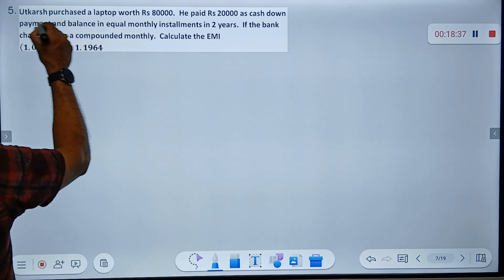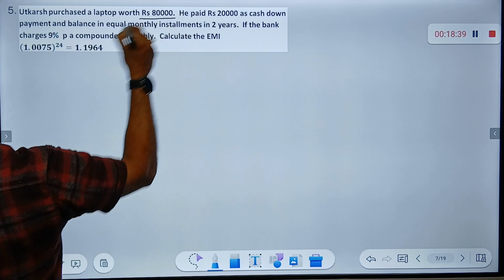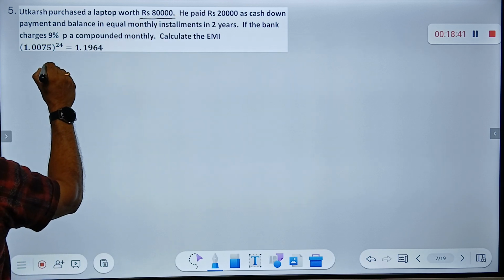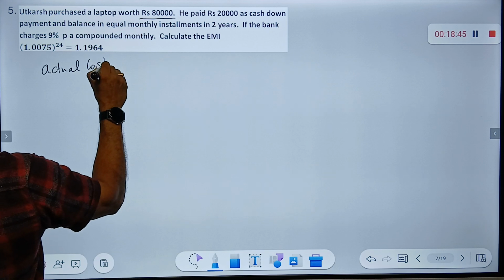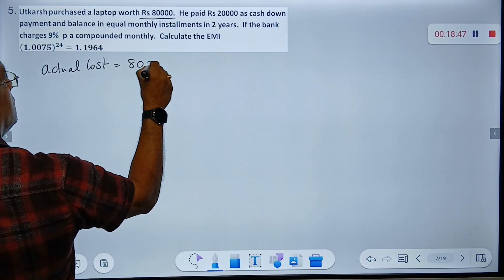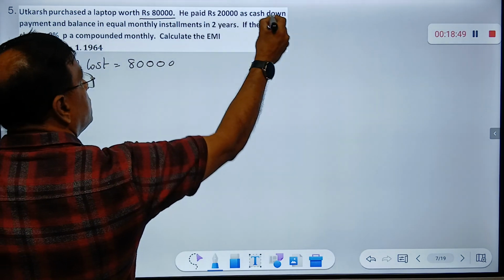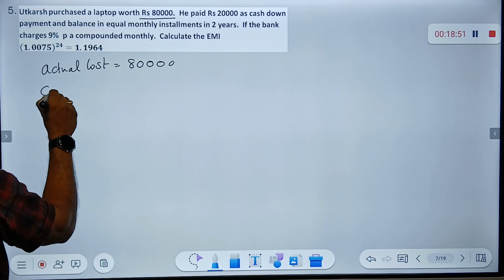Now, Utkarsh purchased a laptop worth 80,000. So what is the actual cost? Actual cost is 80,000. He paid 20,000 cash down payment. So what is a cash down payment?